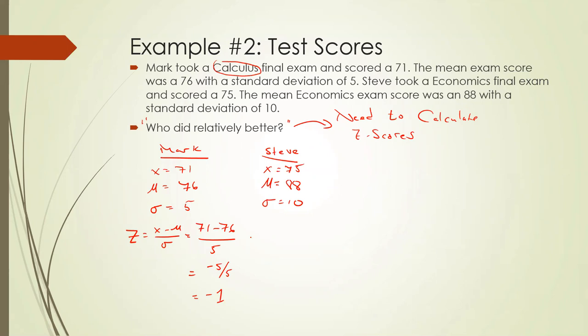Now the z-score for Steve is x minus the mean divided by the standard deviation again. So he did a 75 minus the average was an 88, yikes. Divided by the standard deviation was 10. So this is minus 13 over 10. So he was 1.3 standard deviations below the mean. So who did better relative to their peers? Yeah, Mark did. He's not as far away from the mean as Steve.